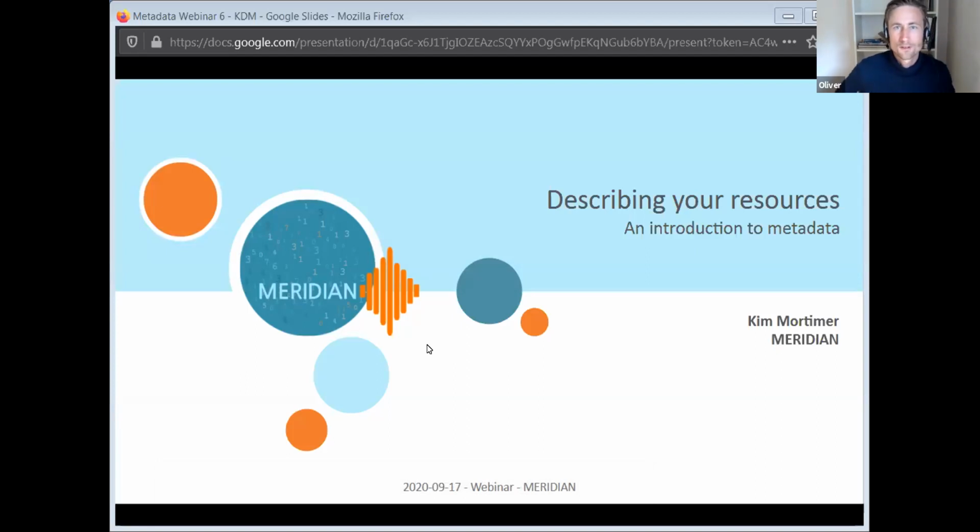On behalf of the Meridian team, I'd like to welcome you to this second workshop on ocean data management. This is the second workshop in a series of 4 workshops that we're running this week and next week. Today we will have Kim Mortimer, who's a data manager with Meridian. We will have Kim discuss and demonstrate how best to describe your data and more generally talk about metadata. So with that, I'll pass on the word, the mic and the floor to you, Kim.